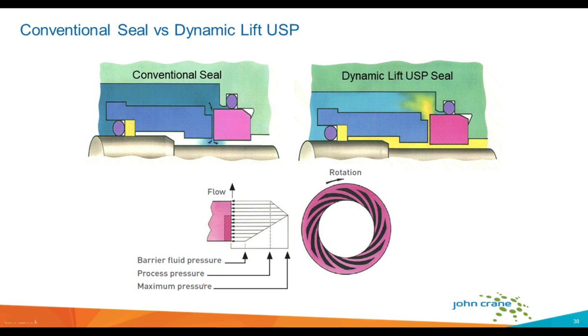So how the technology works is, if we look at a side-by-side example of a conventional seal on the left and a dynamic lift USP seal on the right. Conventional mechanical seals have lapped faces. They're lapped within 2 helium light bands. One helium light band is 11.6 millionths of an inch, so a very precise measurement. And that mechanical seal operates by utilizing the process fluid to support lubrication of the seal faces at the interface. So typically you have a gap of about 3 to 4 microns between conventional seal faces.